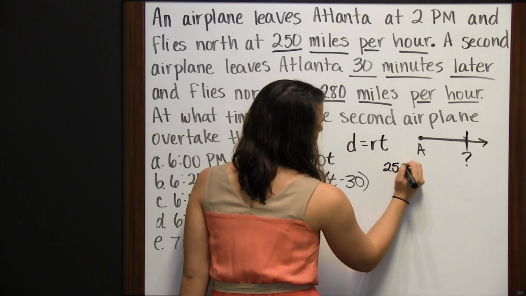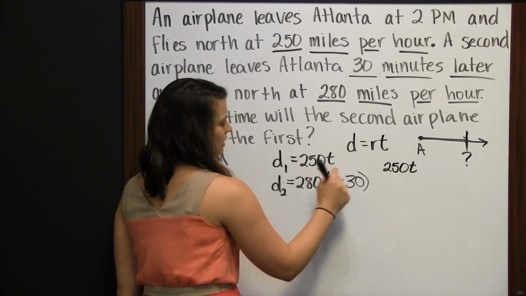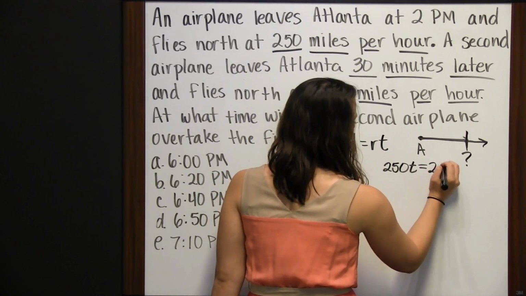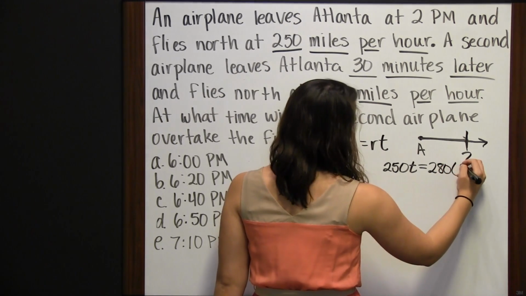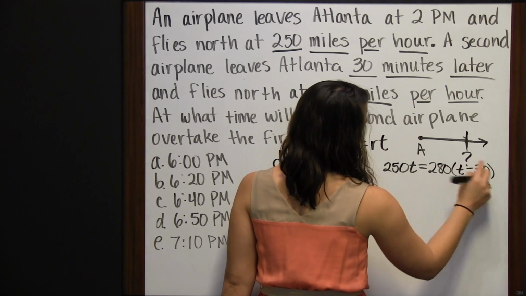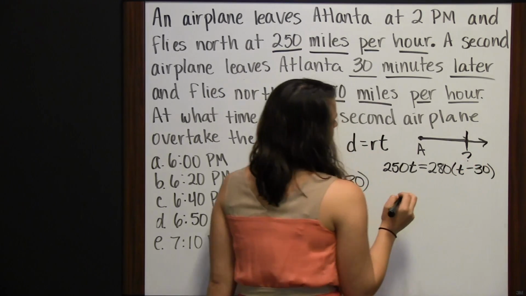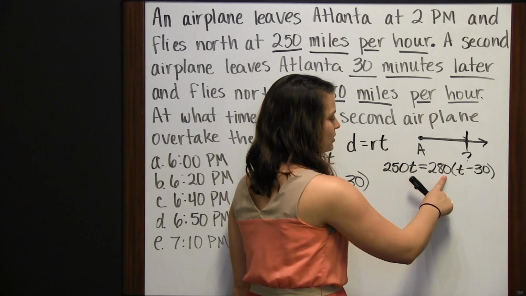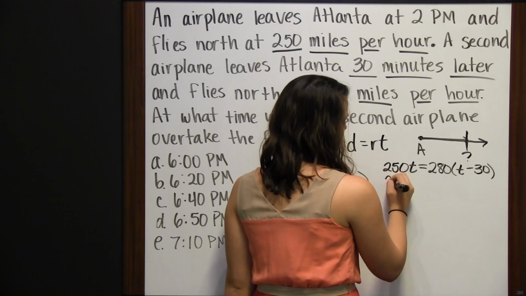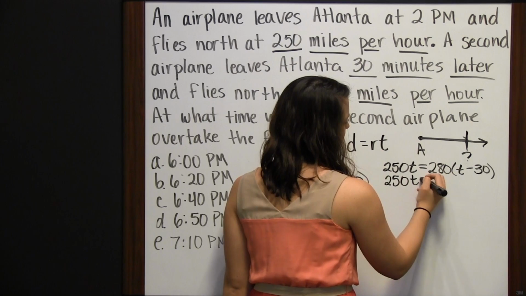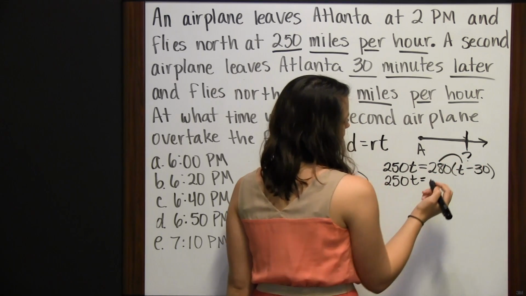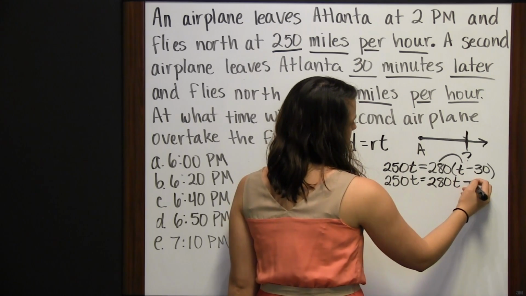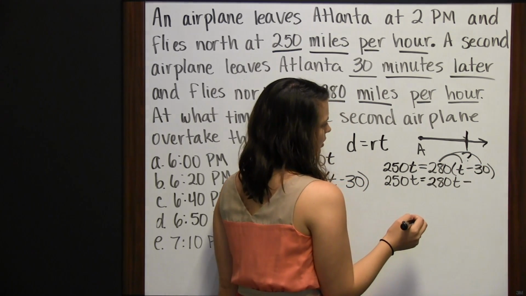So the distance of plane 1, 250t, is equal to the distance of plane 2, 280 times the quantity t minus 30. And now we need to solve for t. So the first thing we want to do is distribute our 280. I'm going to bring down this 250t equals 280 times t, 280t, minus 280 times 30.